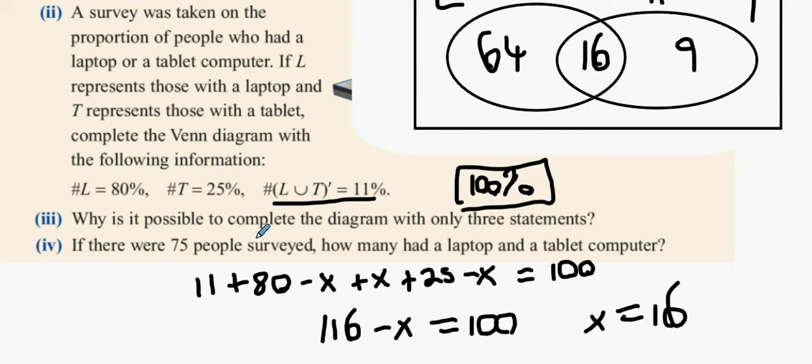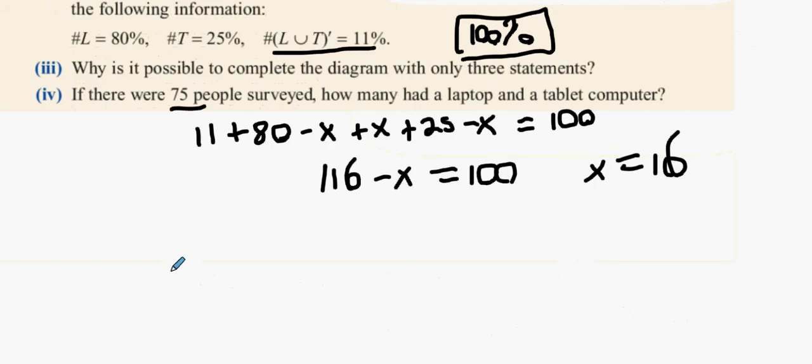Why is it possible to complete the diagram? We just said that. If there were 75 people surveyed, how many had a laptop and a tablet? 16% of 75 people. What is 16% of 75? Multiply 75 by 16% in your calculator. Somebody tell me the answer. 21 people. Yeah.